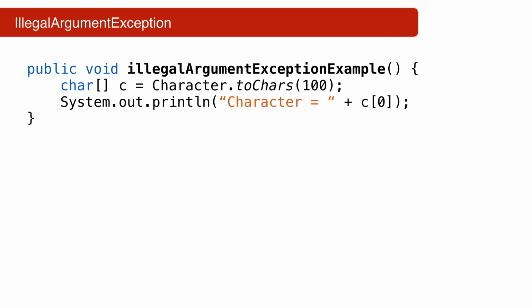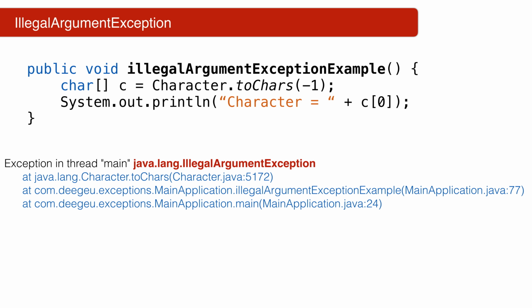An illegal argument exception happens when we pass an argument that is syntactically correct but does not make sense in the context. For example, when we call the toCharacters method on the character class, we pass an integer which maps to a particular character. So if we pass it 100, we'll return the character D. Pass it -1, which is not a valid ASCII code, we'll get an illegal argument exception. -1 is a valid integer, but it's not a valid number for this method. To fix this, we need to make sure the value we're sending is a valid value.